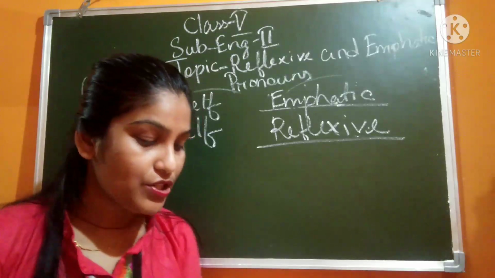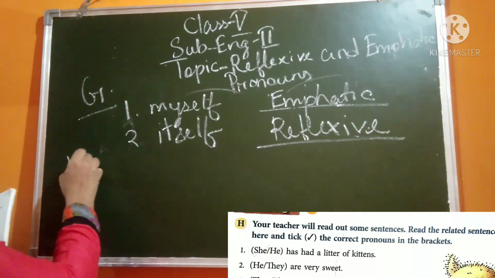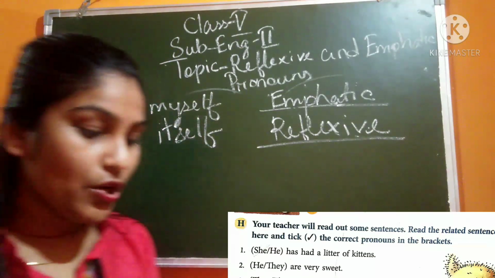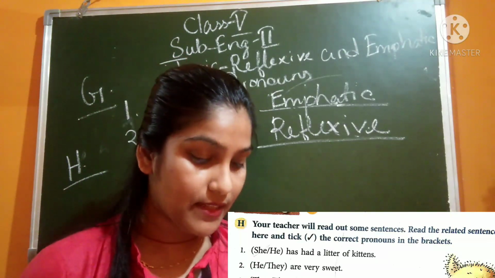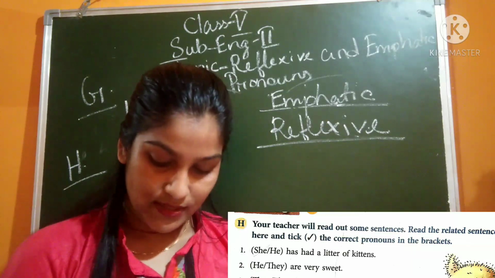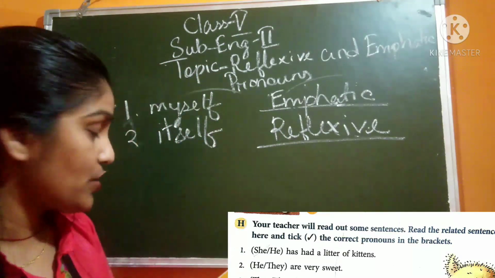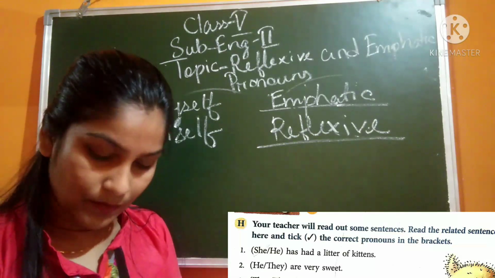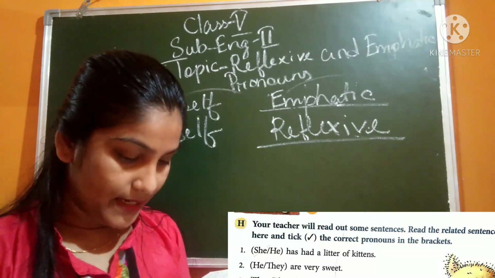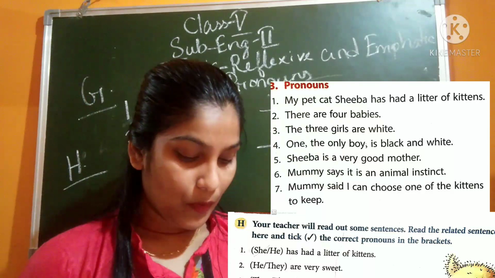Okay, so now question number H. What you have to do? Your teacher will read out some sentences. Read the related sentence given here and tick the correct pronouns in the brackets. That is page number 25. For H, the sentences you will get on page number 119, pronouns.